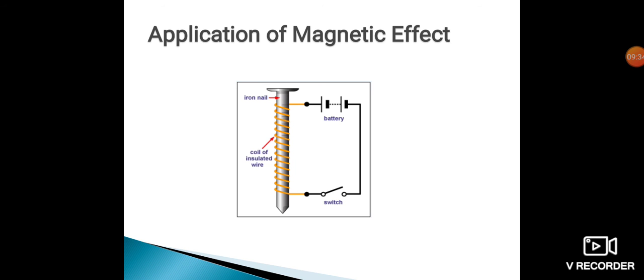As you can see, there is an iron nail, and surrounding the iron nail we have a coil of insulating wire. We have one battery and a switch. In this way, using this equipment, you can perform the experiment at your home and check the magnetic effect of a current. So this was all about the effects of current.